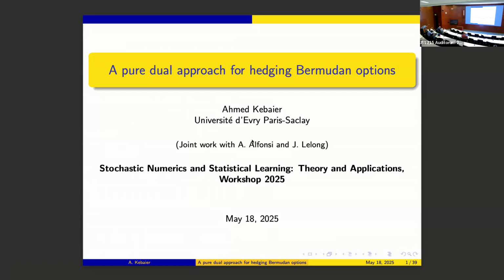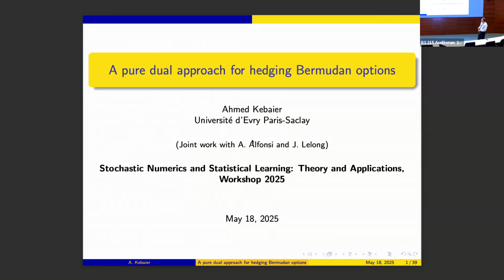So the program for the next talk is not about signature, but about one old question: a pure dual approach for hedging Bermudan options. This is joint work with Aurélien Alfonsi and Jérôme Lelong, in which we are interested in going back to the setting of the dual approach for pricing American options, because we have new ideas and we tried to explore them.